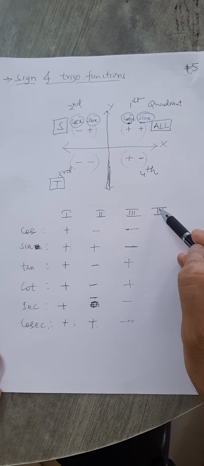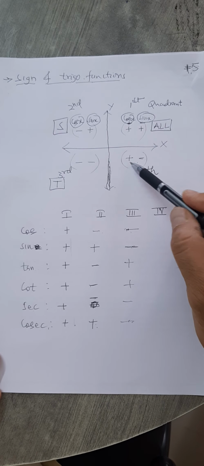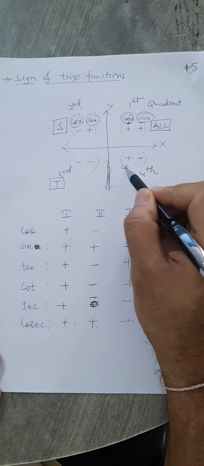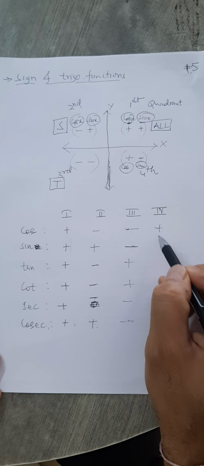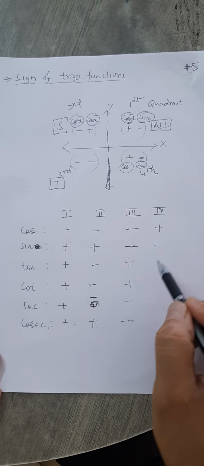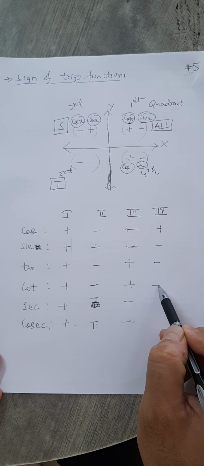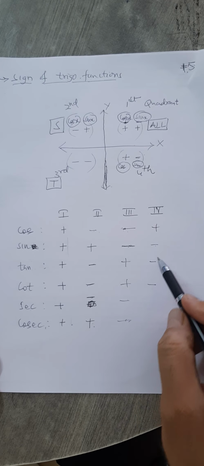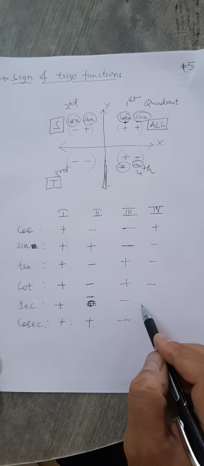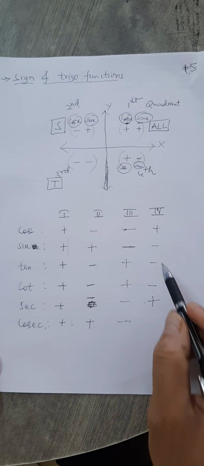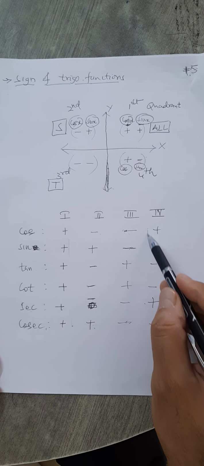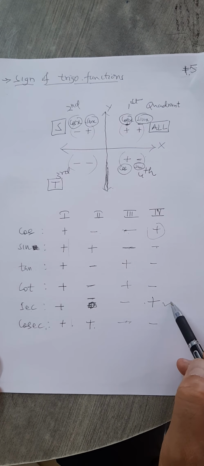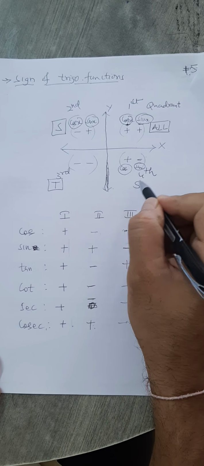Come to the fourth quadrant. Here first cosine, second sine. So cos is positive, sine is negative. If one is positive, the other one is negative, the ratio would be negative, right? The ratio of these two is negative. Sec would be positive, cosec will be negative. So here which two functions are positive? Cos and its reciprocal. So we'll use C here.